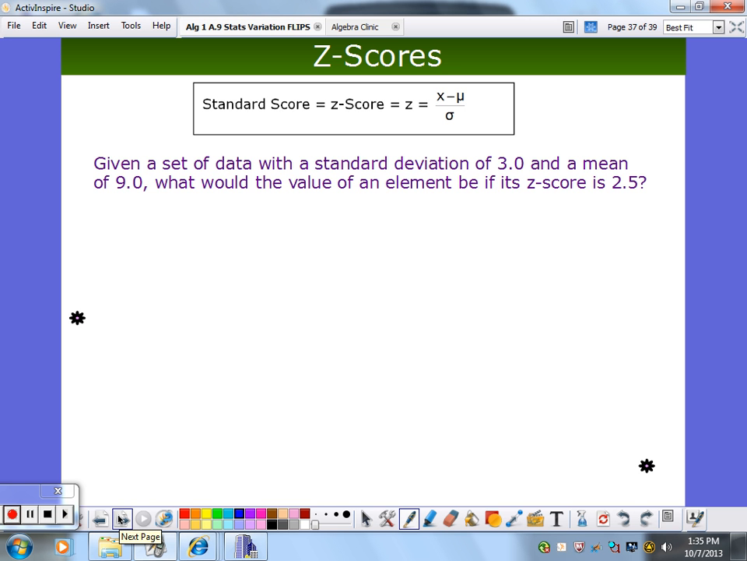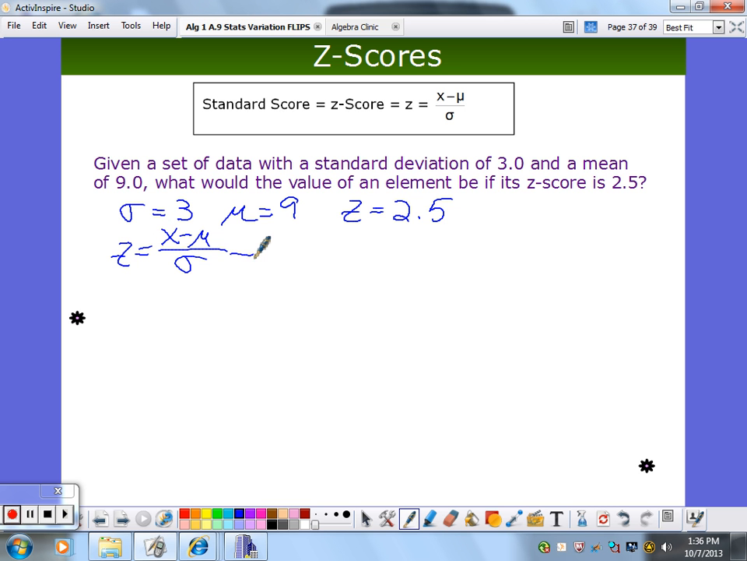Given a set of data with a standard deviation of 3, and I do like writing it out, standard deviation of 3, and a mean of 9, what would the value of an element be if the z-score is 2.5? So what am I looking for here? They're giving me the z, they're giving me the mu, they're giving me the sigma. What do they give me? The x, the data point. That's what they want me to find out. So how would I do that? Replace what you know and solve for what you don't.